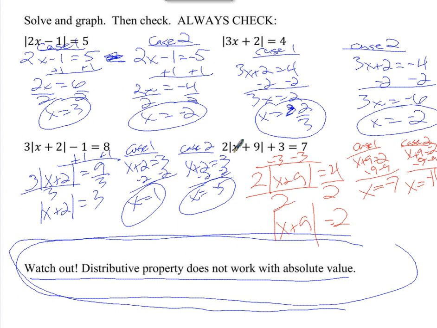Okay, we take negative 7, plug it in. What do we get here? 2 times 2 is 4, plus 3 is 7, so it works. Circle it. Take negative 11, plug it in. What do we get here?